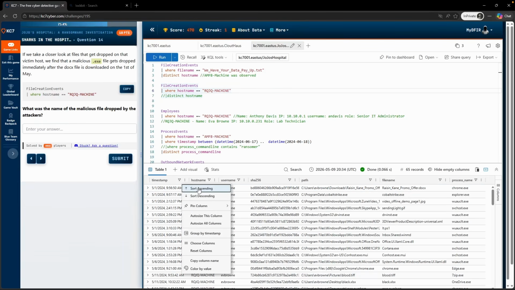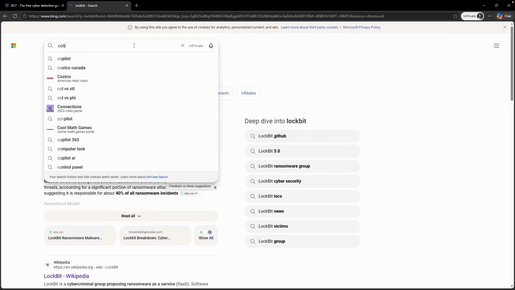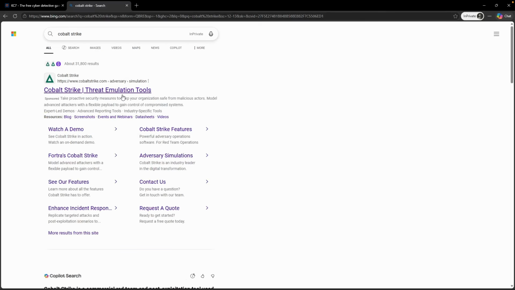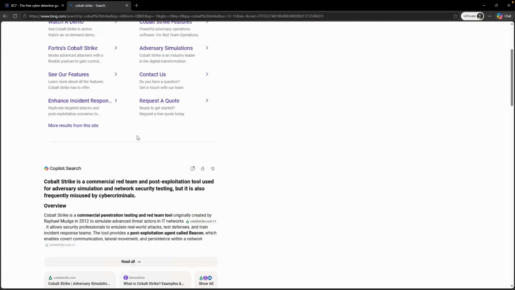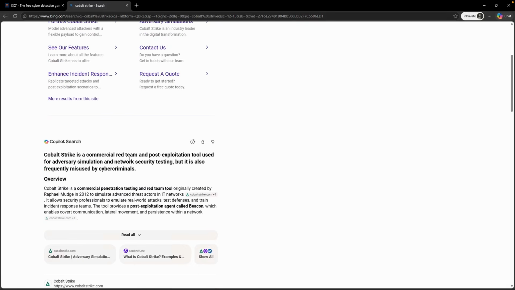Well, let's sort it by ascending order. And right after our docx, our second entry, we have Cobalt Strike. Nice. This is located under the C program data directory. For those that don't know, let's take a look. Cobalt Strike is a threat emulation tool. It is a commercial red team and post-exploitation tool used for adversary simulation and network security testing, but it is also frequently misused by cybercriminals.